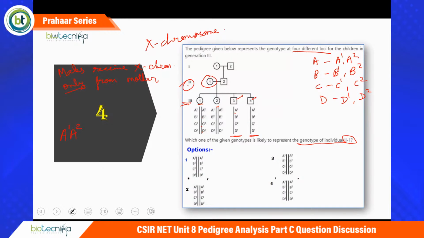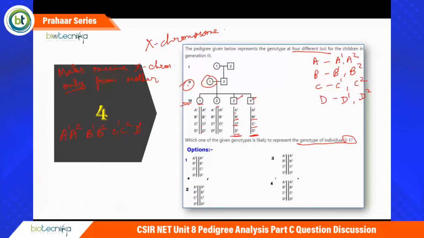Similarly, B1 is also from the mother, B2 is also from the mother. That means for the B locus also the mother is heterozygous. C locus, same scenario: C1, C2. Now for D, they both have D1, D1. So it is possible that the mother is homozygous dominant here.